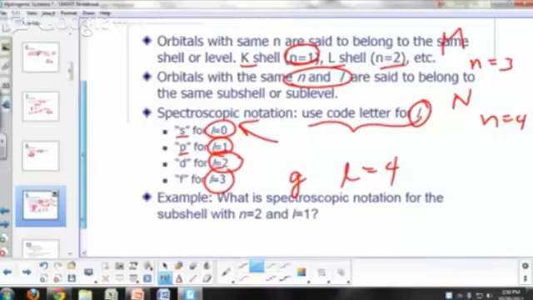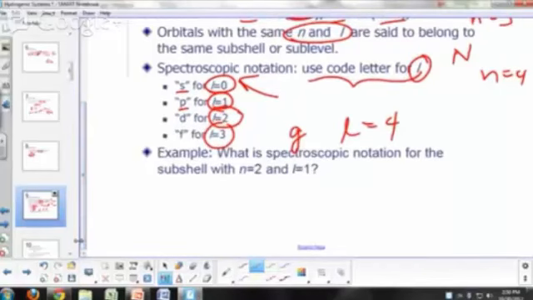So what's the spectroscopic notation for a subshell that has n equals 2, L equals 1? 2. What's the code for L equals 1? So you're talking about the 2p subshell. Right?